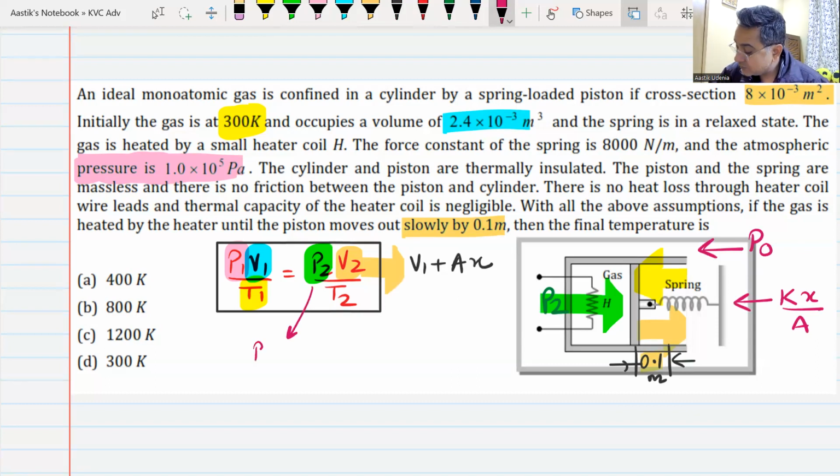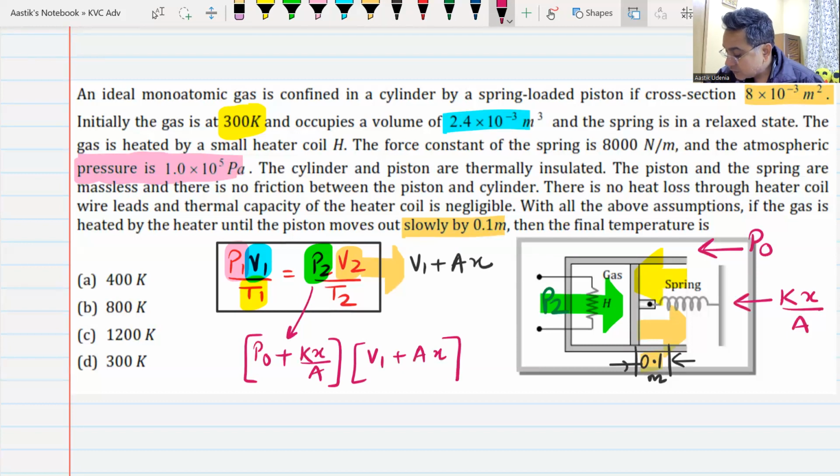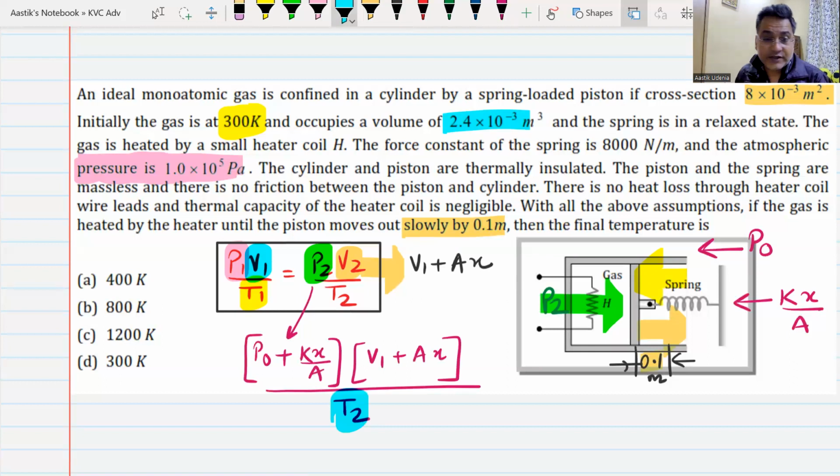Your P2 is P naught plus kx by A. Your volume is V1 plus AX, divided by the temperature T2. On the left hand side, everything is known. On the right hand side, now everything is known. The only unknown quantity is your T2. You should be able to get the value of T2. The answer that is given in the sheet is 800 Kelvin. So now just note this one down. Do not calculate it. Calculations can be done at home.